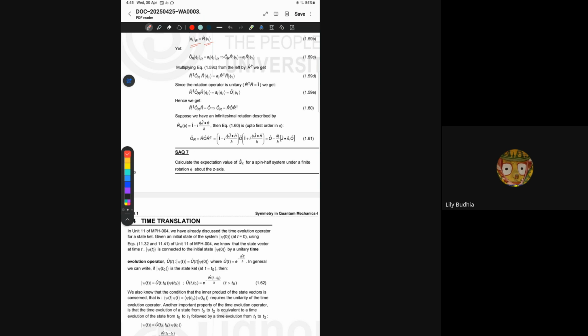So let us now try to understand what happens in case of a time translation. It starts at t equal to 0, and then at time t. So that is what it is referring to here in unit 11 of MPH 004. MPH 004 is quantum mechanics one.